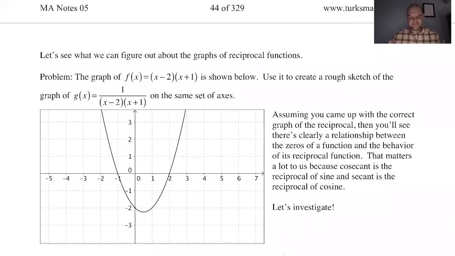All right, we're back. This is page 45 of math analysis, Note 5. We're graphing trig functions, and we've figured out, I think, how to graph sine and cosine. Now we want to figure out how to graph cosecant and secant. And we're going to use the idea of reciprocal functions to deal with this.